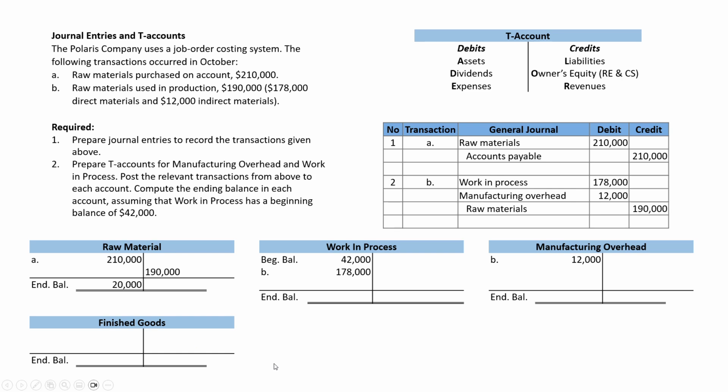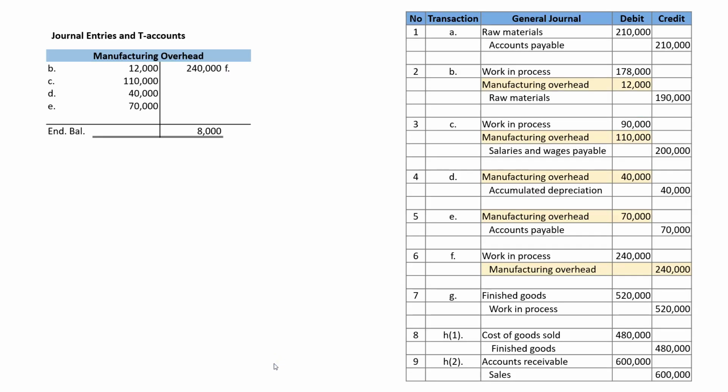In the interest of keeping this video as brief as possible, so it's not a huge 20-30 minute video, I'm not going to step through each individual journal entry that's part of this problem. I do think your textbook gives a really good description of each journal entry, but I just want to point out some highlights as we go through. For example, what would manufacturing overhead look like after you've gone through all the journal entries? I just want to highlight a few things here.